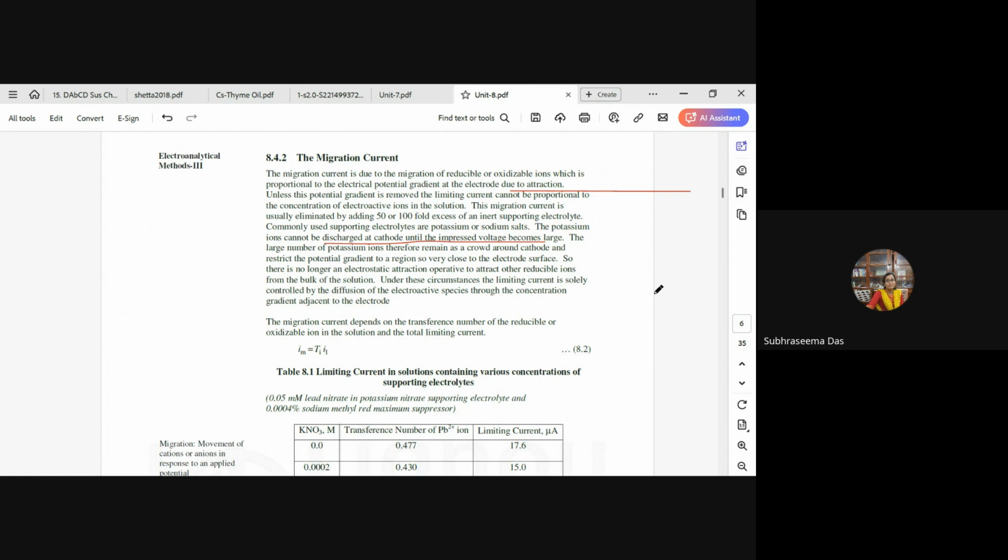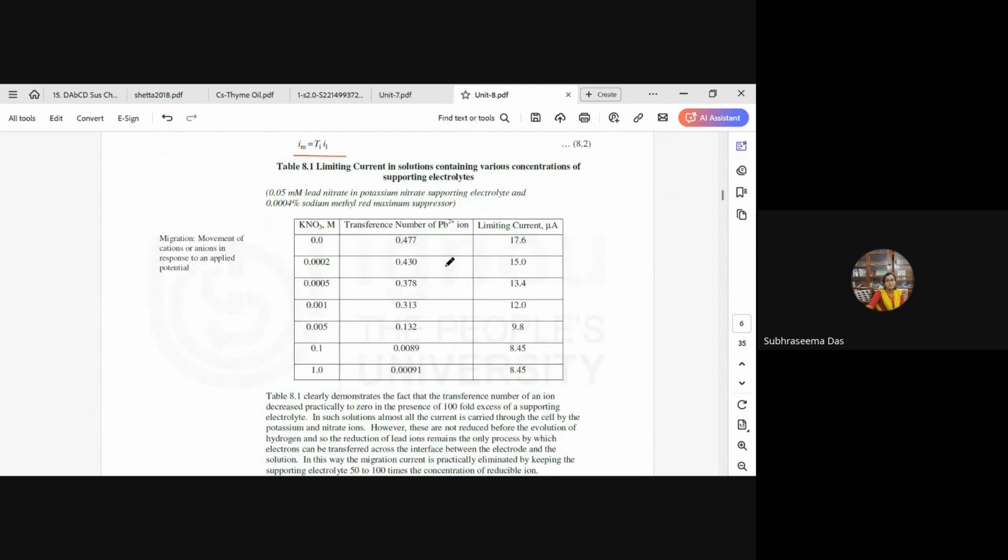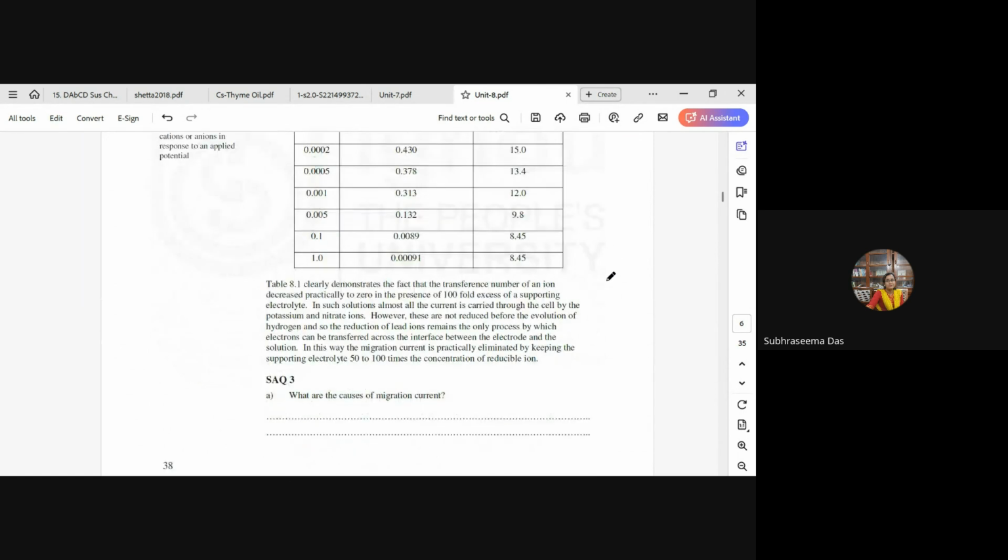The migration current depends on the transference number of the reducible or oxidizable ion in the solution and the total limiting current, and it is given as Im = Ti × Ii. Here, Table 8.1 shows the limiting current in solutions containing various concentrations of supporting electrolytes: the KNO3 concentration, the transference number, and the limiting current in microamperes.